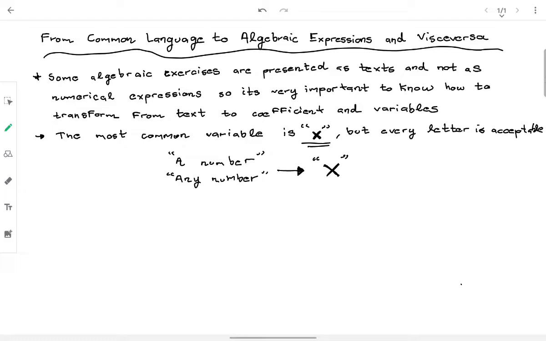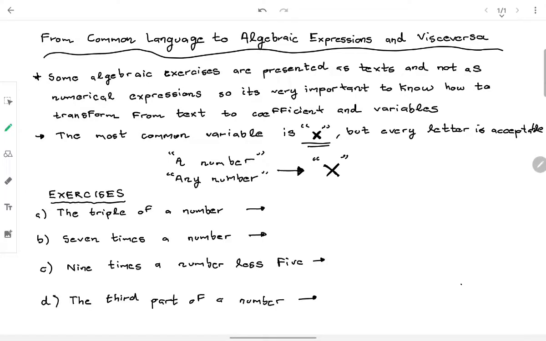Today's class is going to be a very easy one, but it's also very important, so pay attention to the next exercises. So let's see these specific ones. The triple or the double of a number, it's very simple to do. In this case, the triple of a number will mean 3 times a number that we don't know specifically which one is, so 3 times x. 7 times a number will be 7 times x because it's our variable. We don't know the specific quantity of x.